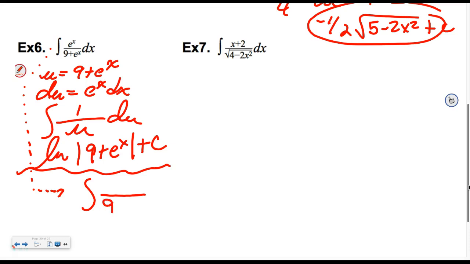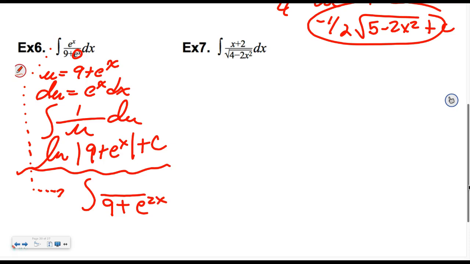I'm fine with the 9. My a could be 3, so I wouldn't have to tweak it. I'm fine with the plus. That's in arctan's model. I don't like this. I need to have a function squared. Might as well make it e to the x squared, which is e to the 2x.